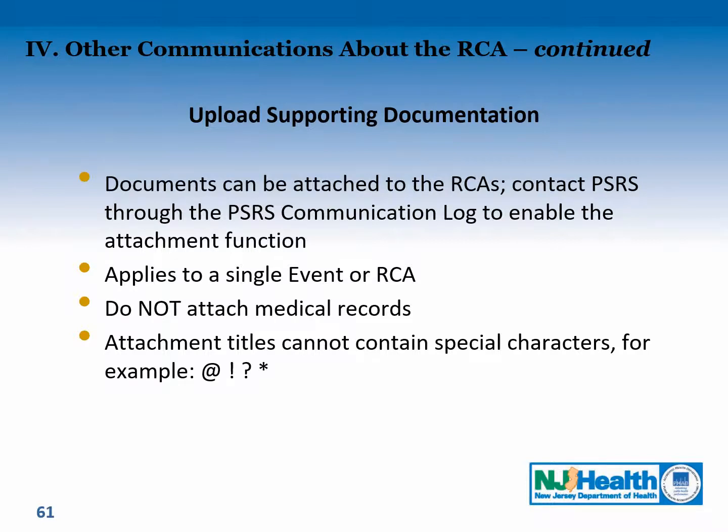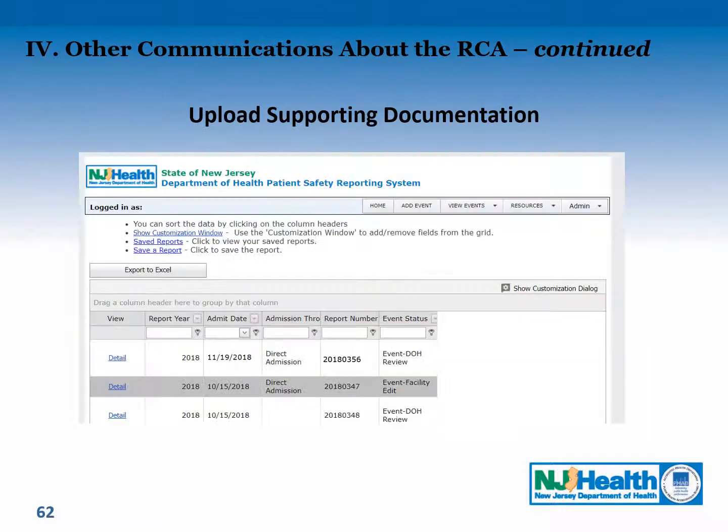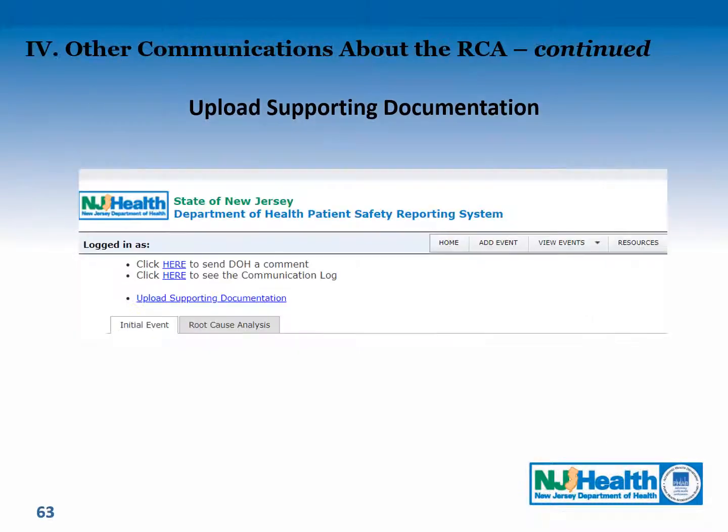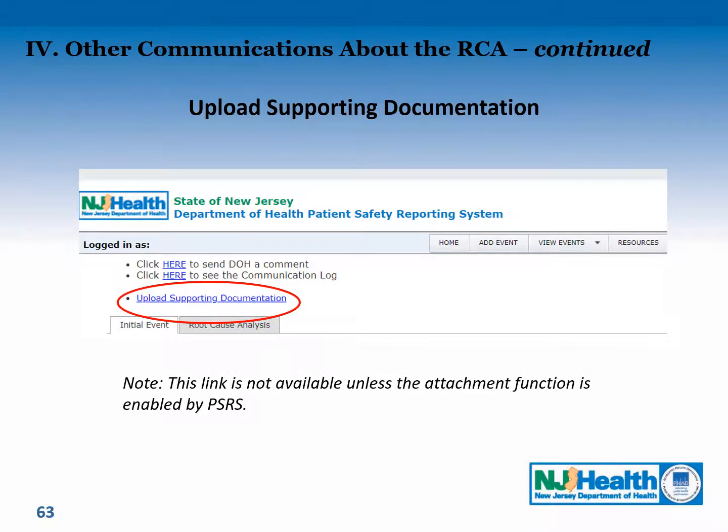In order to have the ability to upload attachments, you must first contact PSRS through the communications log and ask them to enable the attachment function. Please note that you should not attach medical records. Also note that attachment titles cannot contain special characters. To add attachments to your RCA event, go to the View Events screen. When PSRS has enabled the attachment function on their end, you will see the Upload Supporting Documentation link. If you do not see this link, PSRS has not yet enabled this function, and you'll need to contact them again.